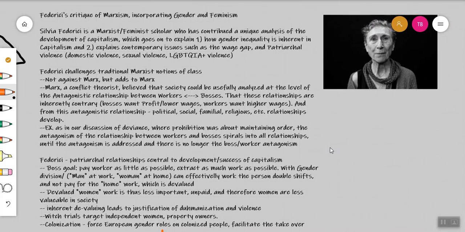Basically, Federici is a Marxist feminist scholar, and she's really unique because she incorporates an analysis that is not so much critiquing Marx as adding to it. I'll go into a little bit more what that means. The two basic things she takes a look at are that gender inequality is not only inherent in capitalism, something necessarily a part of capitalism to make it function, but it also goes a long way in explaining contemporary issues, which I think is really applicable in our times.